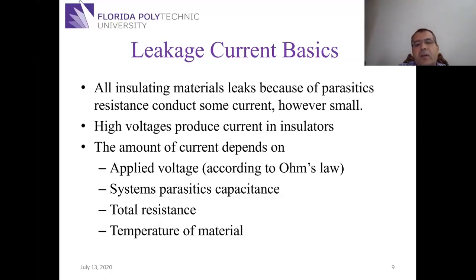So the amount of the current depends on the applied voltage. This is absolutely according to Ohm's law, and the system's parasitic capacitance, the capacitance of the system, which is a factor here, the channel size, which we decrease in length, total resistance, and temperature of the material. Temperature of the material, because if you increase the power dissipation, this will affect it, and the temperature of the material or the chip will change.